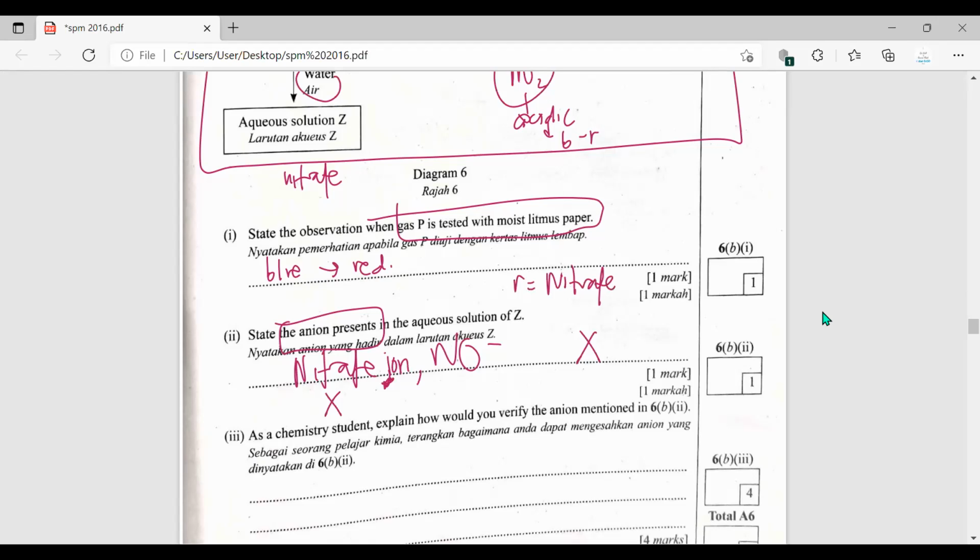So in the exam, you would assume that if you put nitrate it is correct, but no. You're looking at the marking scheme here. Nitrate is not accepted. It's rejected. They want the words nitrate ion.